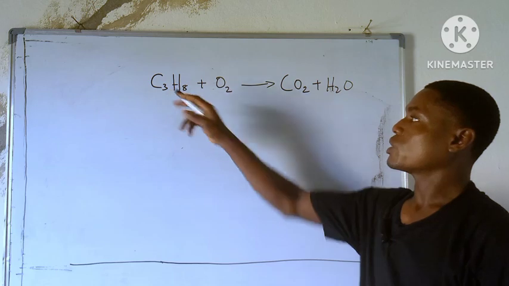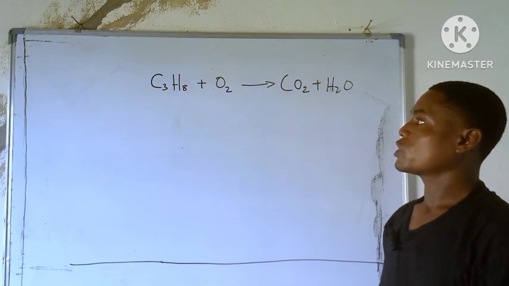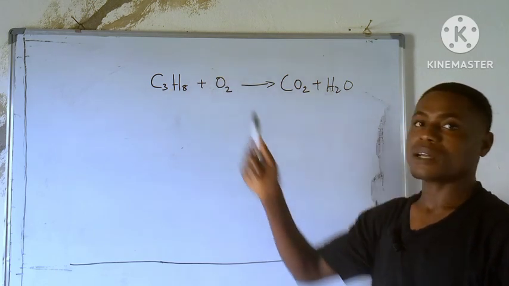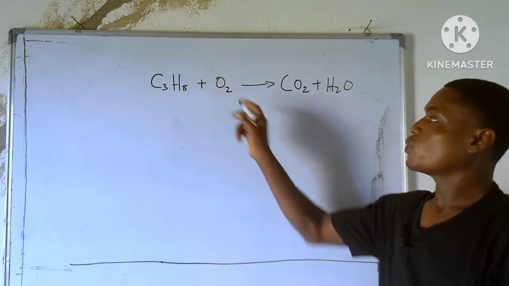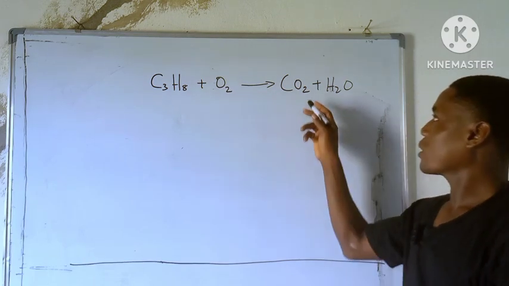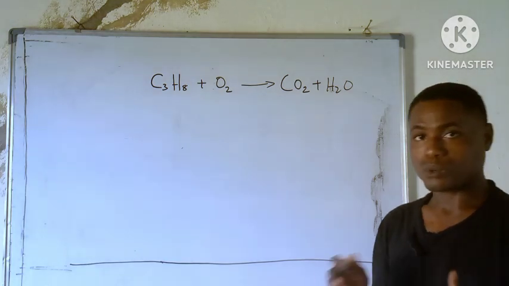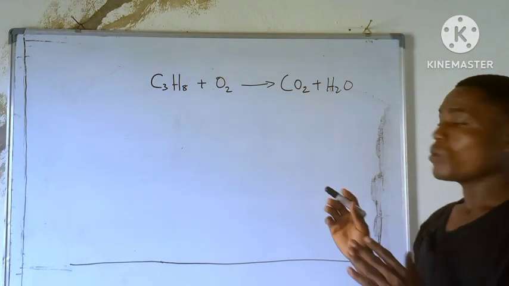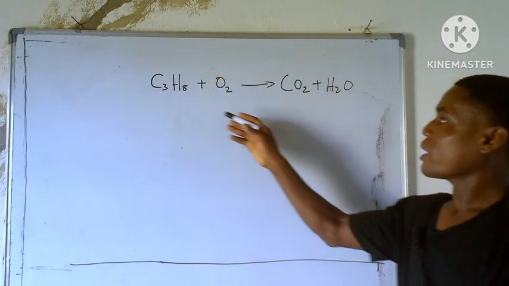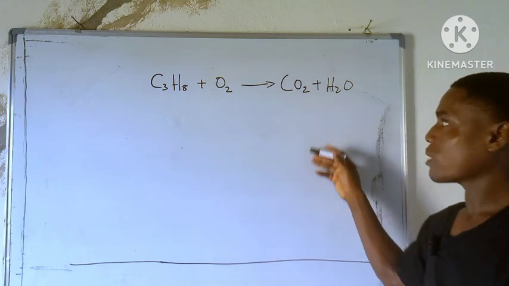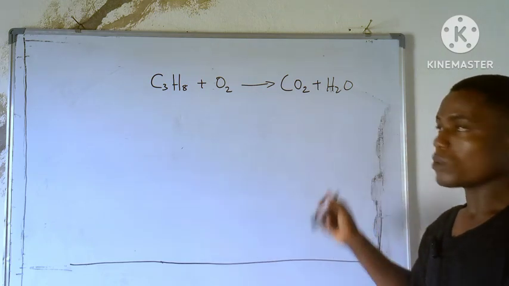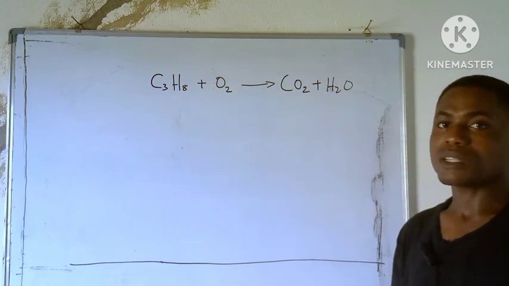Now, look at this. This is propane. It contains 3 atoms of carbon and 8 atoms of hydrogen, right? So propane is reacting with oxygen to give carbon dioxide and water, right? Now, if you want to balance any chemical equation, write out all the given elements at your left side. Also, write out all the given elements at your right side. Okay. Now, let's start from the left side.